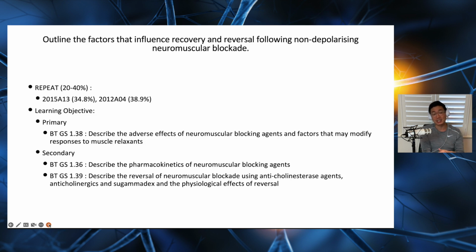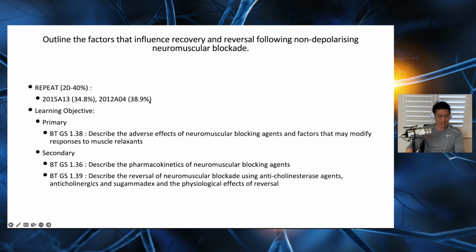And the learning objective, so the primary one is BTGS 1.38, describe the adverse effects of neuromuscular blocking agents and factors that may modify responses to muscle relaxants. So this is directly from that learning objective. And obviously the secondary ones, BTGS 1.36, describe the pharmacokinetics of neuromuscular blocking agents, and BTGS 1.39, describe the reversal of neuromuscular blockade using anticholinesterase agents, anticholinergics, and sugammadex, and the physiological effects of reversal.